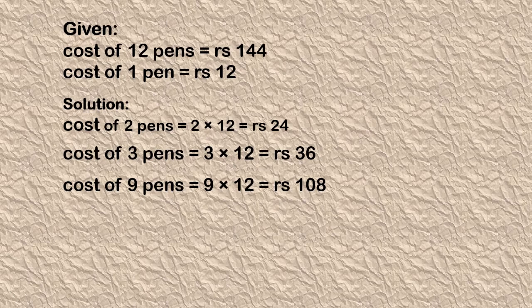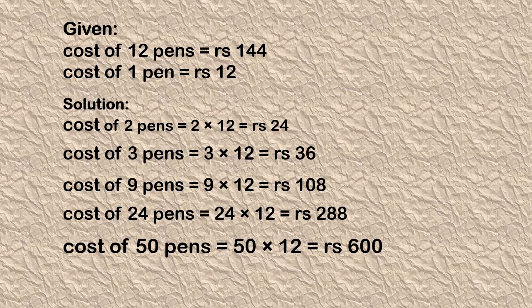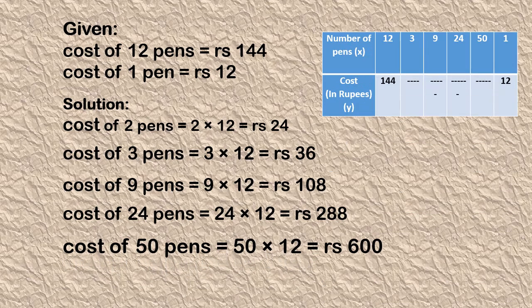Now what will be the cost of 24 pens? So we will multiply 24 by 12, which will be equal to 288. So the cost of 24 pens will be rupees 288. Now what will be the cost of 50 pens? So we will multiply 50 by 12, and what is 50 multiplied by 12? It is 600. So the cost of 50 pens will be equal to 600.